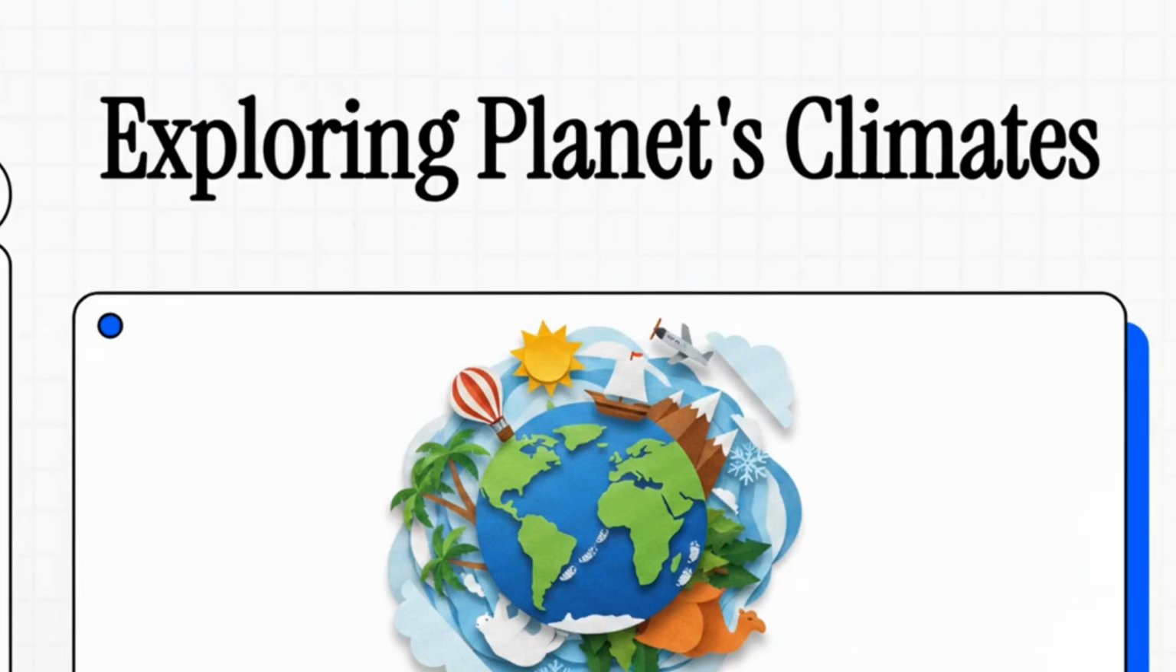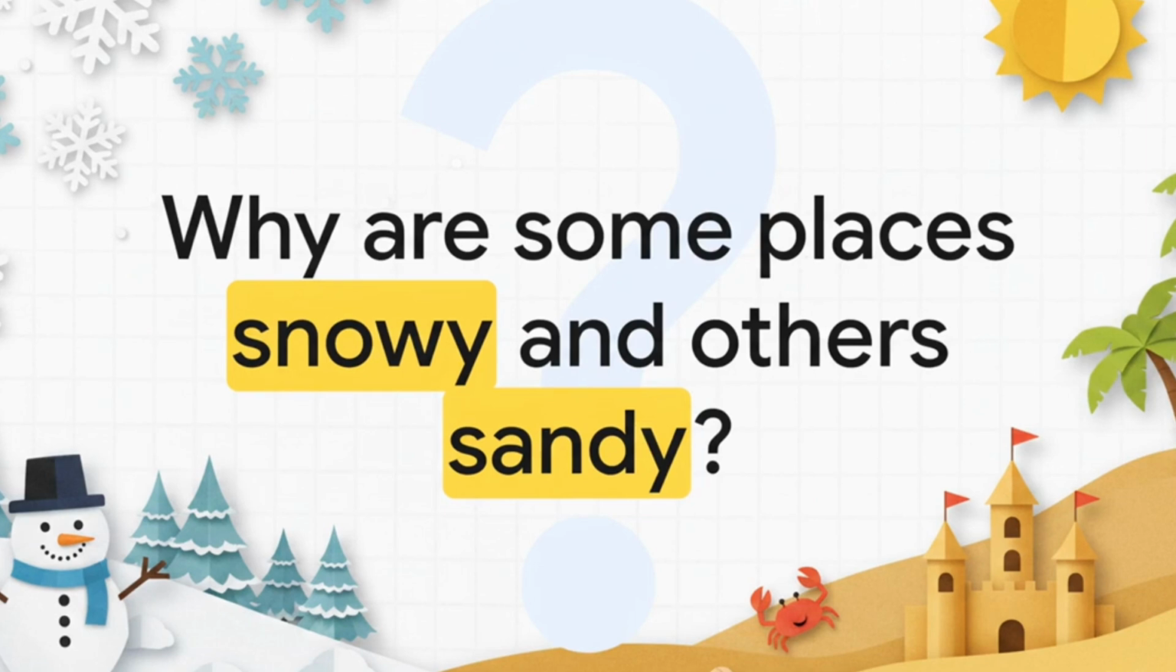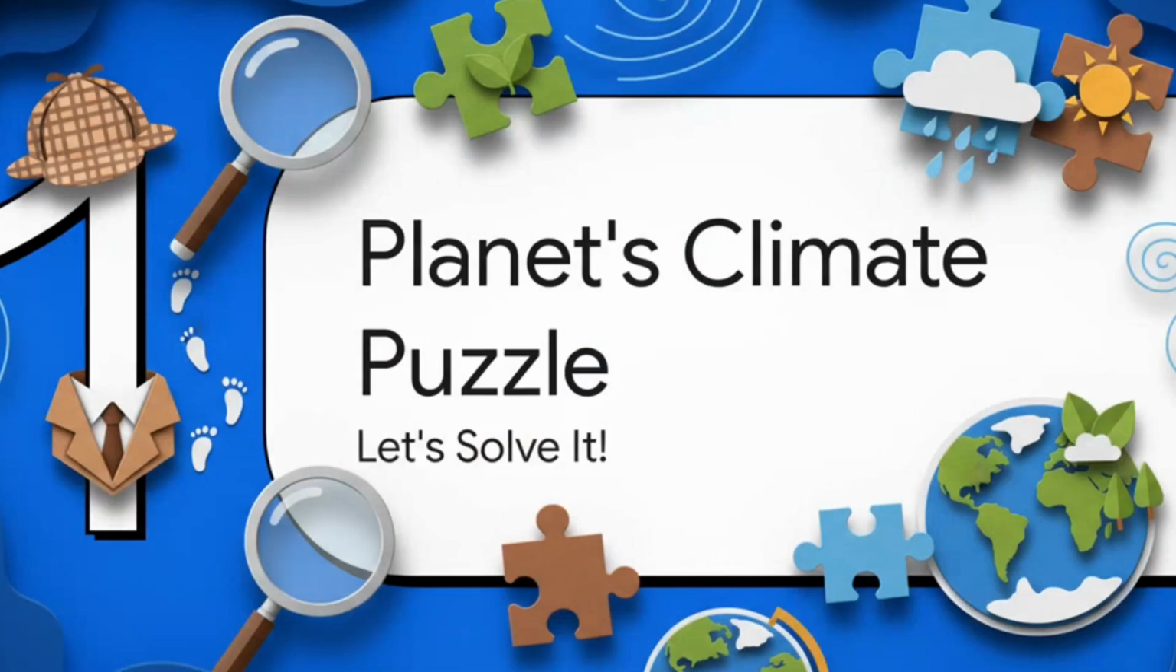Come on. Today, we're going to go on a trip all around our planet to learn about something super, super cool, Earth's different climates. Yeah, have you ever thought about that? Why is it that some places are covered in snow, perfect for building a snowman, while other places are all hot and sandy and you can build a giant sandcastle? How can our one world have so many different kinds of weather? Well, get your detective hats on because today we are going to solve our planet's climate puzzle together.